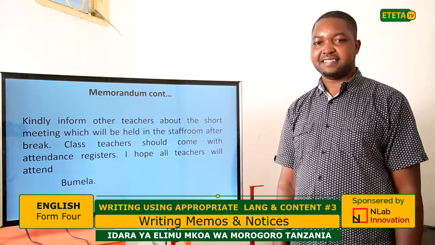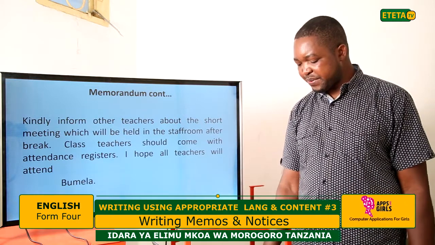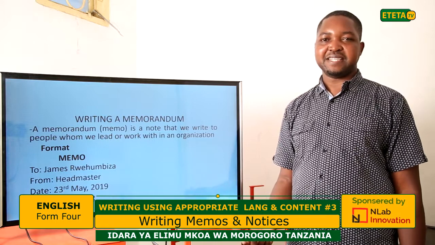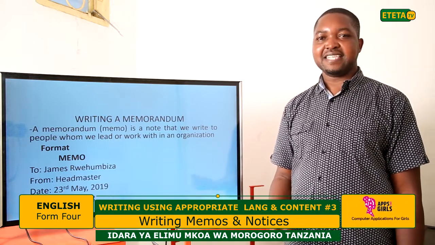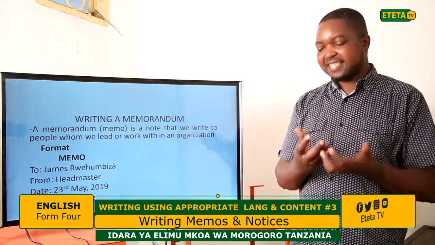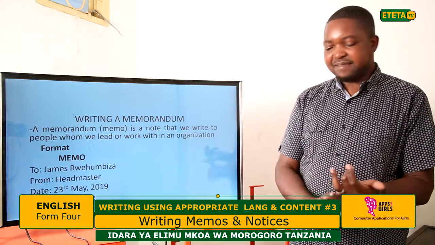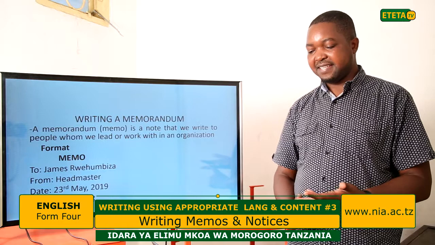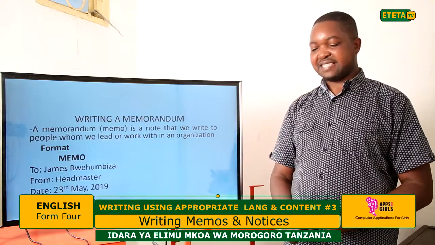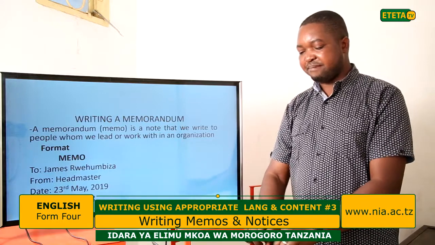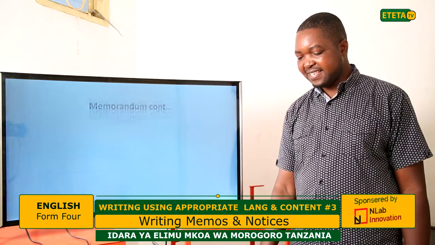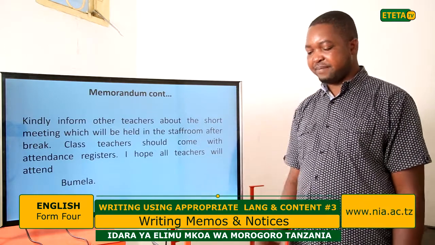And then Bumela, you see? So this memo will be relayed to James Rehumbiza. Now, who is James Rehumbiza? Maybe James Rehumbiza is the academic master or the second master, someone with a high rank at school. Because we have seen that the memo is from the headmaster, sending to James Rehumbiza. So he can be either the second master or the academic master. He is the one responsible to relay this memo to other teachers to attend the meeting, which is summoned by the head of school. So at the end, there is the one who wrote the memo, who is Bumela.